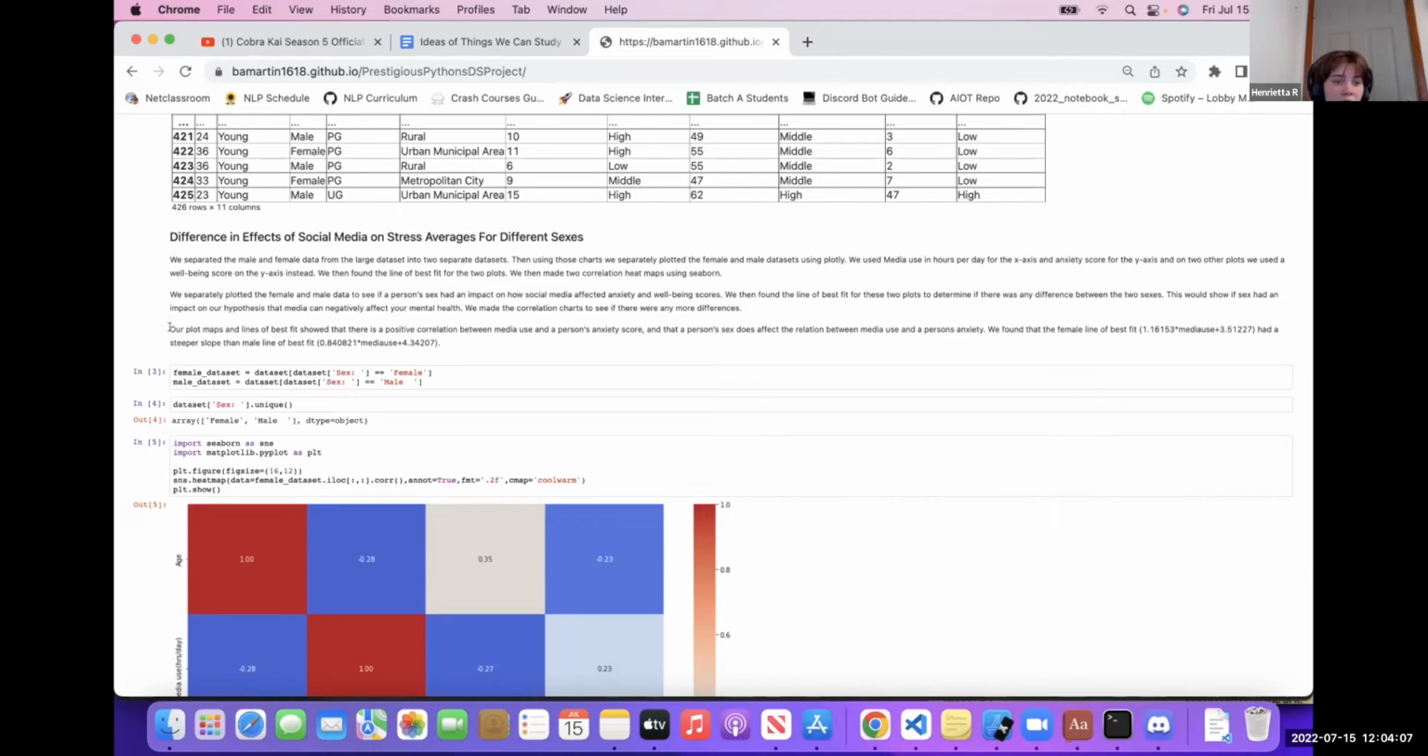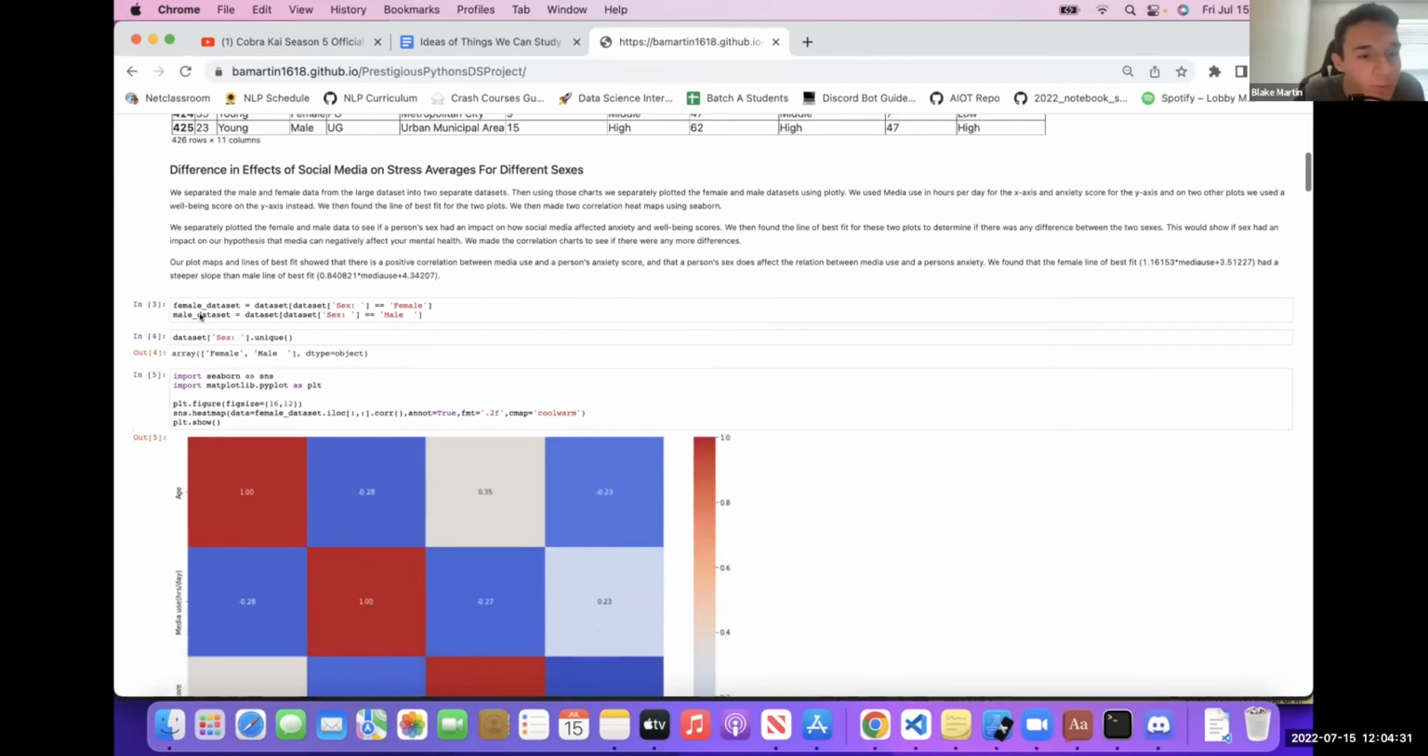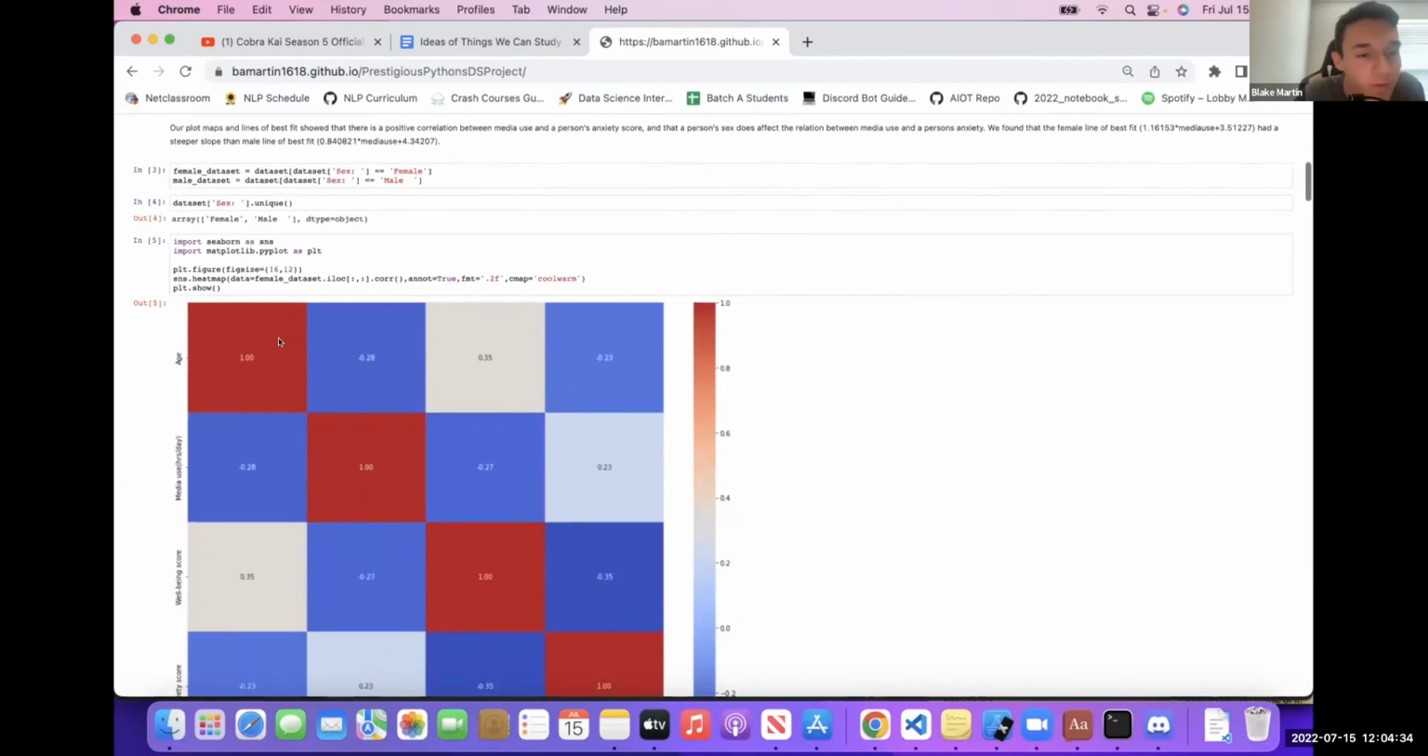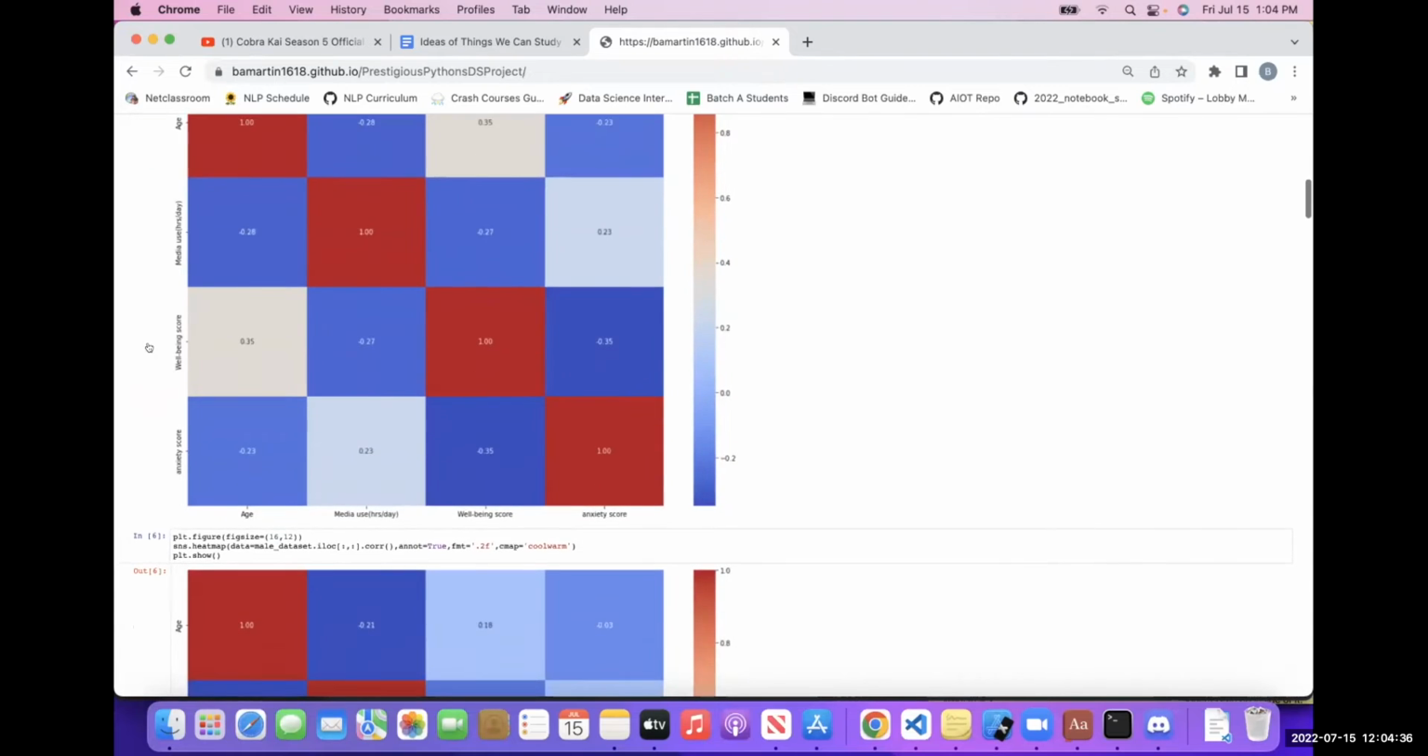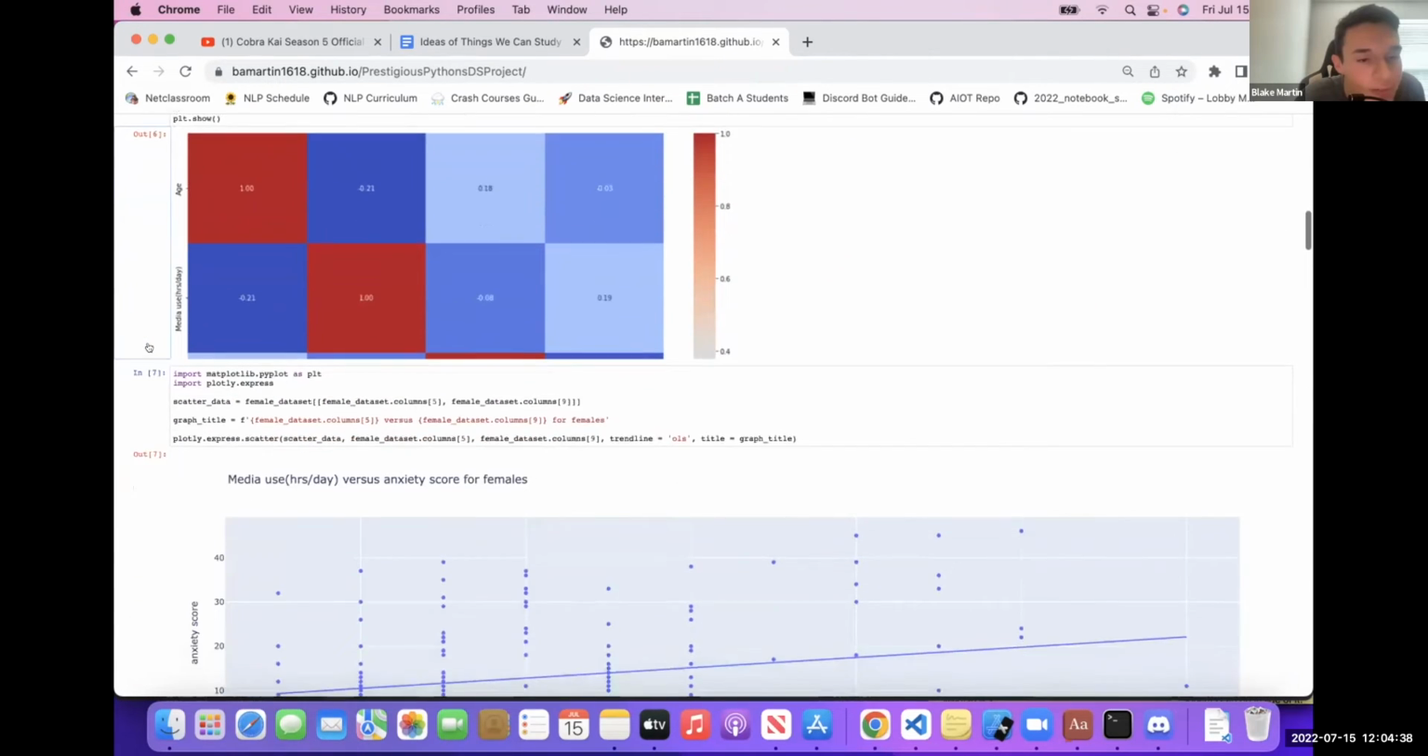Our plot maps and line of best fit showed that there's a positive correlation between media use and a person's anxiety score, and that a person's sex does affect the relationship between media and a person's average anxiety. We found that the female line of best fit has a steeper slope than the male line of best fit. Okay, and here's some of our visuals, the code we wrote, and also the graphs we generated. We created a few graphs for this section.